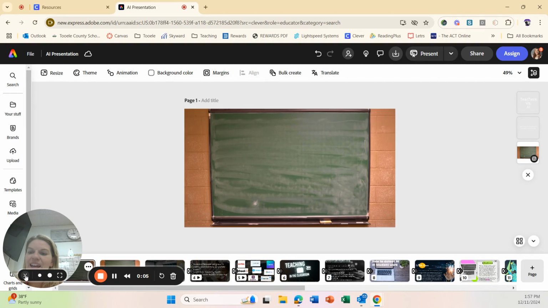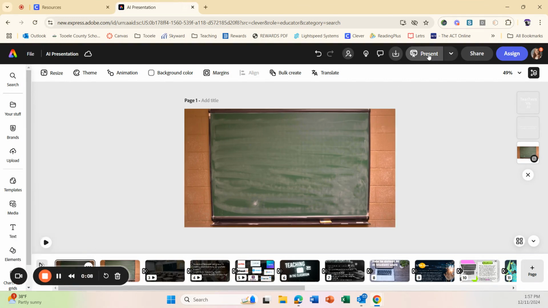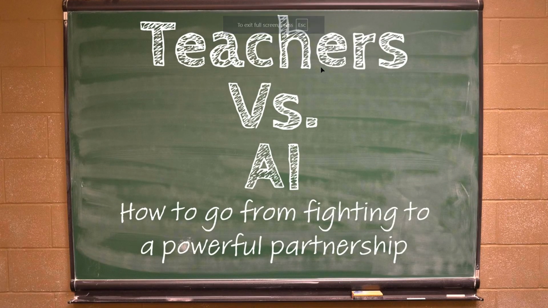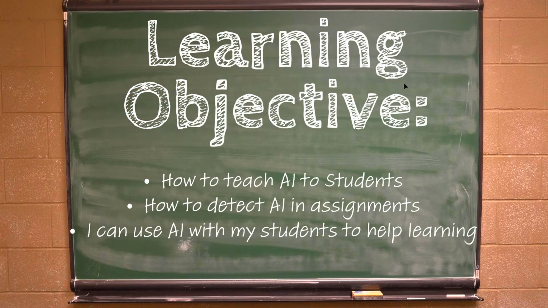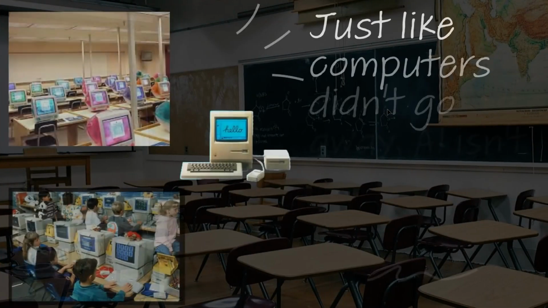I am talking today about AI, specifically teachers versus AI, and how do we go from fighting to a powerful partnership. And I'm just going to give us some great tools that we can use today. By the end of this lesson, you're going to be able to know how to teach AI to students. You're going to have some tools in your tool belt to detect AI in assignments, and you're going to be able to understand how you can use AI with your students to help learning and engagement in your classrooms.